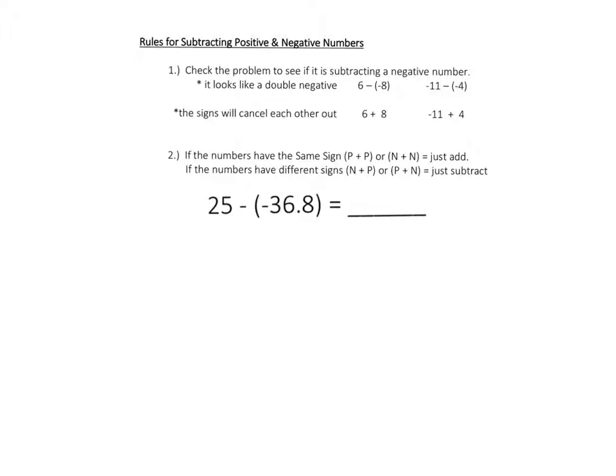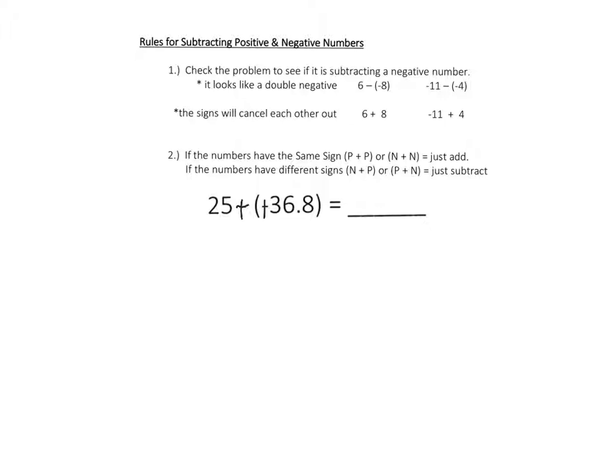Our third example reads 25 minus negative 36.8. So we have to check to see if there's a double negative, and I do see one right here. So these signs will cancel each other out. Now, I just like to draw the line right through to make it a plus sign. If you want to make it neater, that's up to you. Then we go back to our addition.